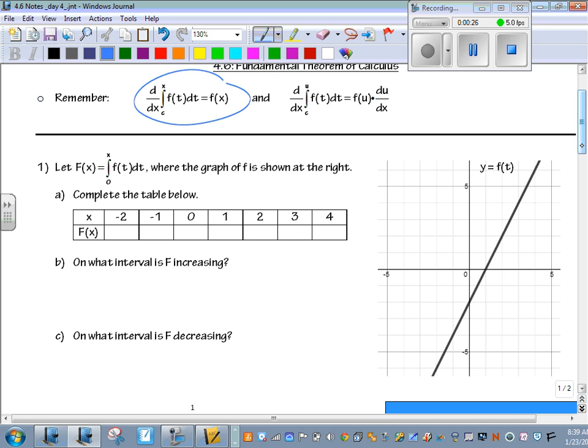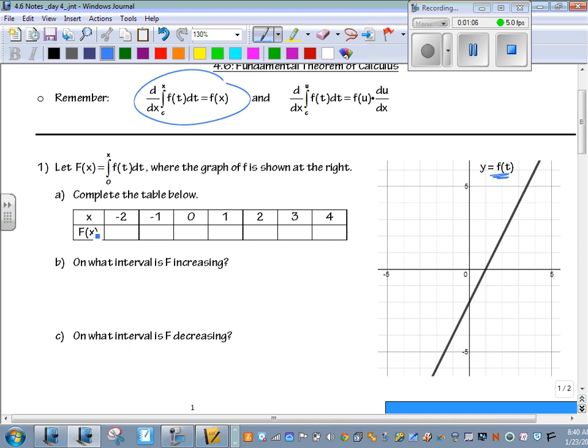So let's take a look at the first one here. Something you'll see on AP tests, like free response, multiple choice, is functions that are integrals. So we have capital F of x equals the definite integral from 0 to x of f of t dt, where the graph of f is shown to the right. So here's our graph of just regular little f of t. And then capital F of x is the definite integral from 0 to whatever we put in for x. Remember, the definite integral represents the area under the curve. So we're going to fill out this table basically just finding the area under the curve for each different scenario.